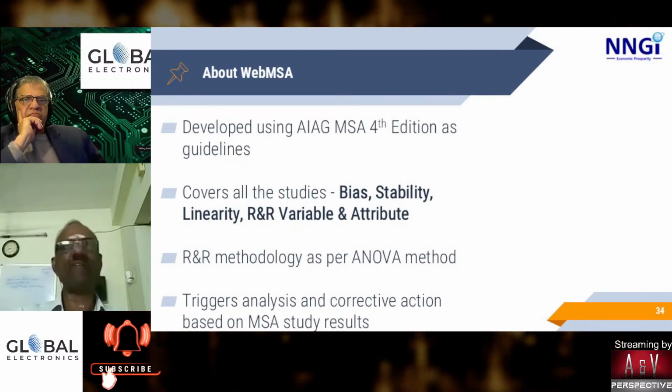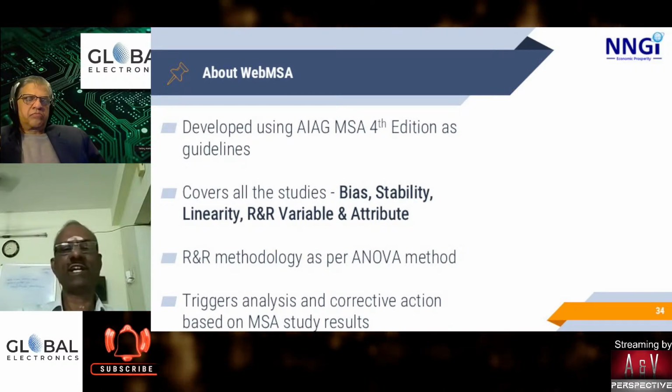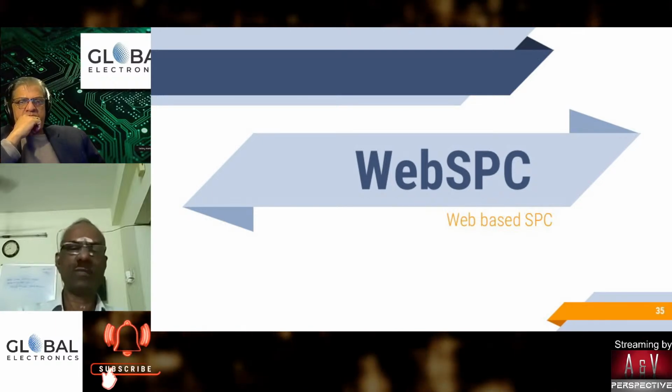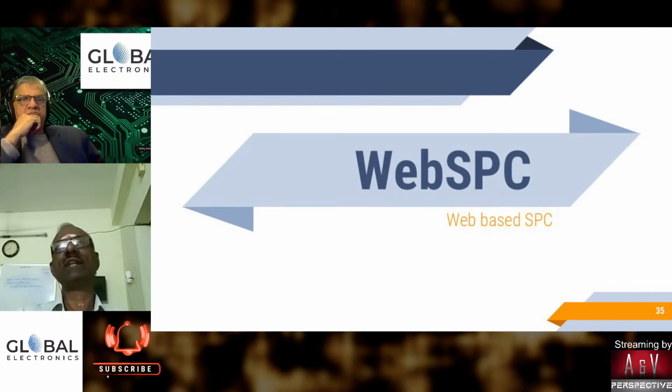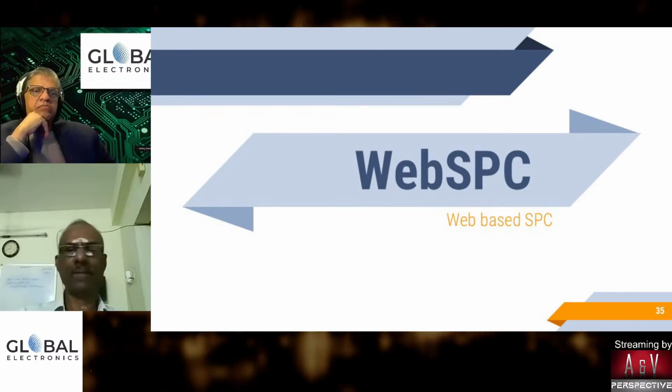And there is an MSA software also. That MSA is again developed as per the latest version of AIAG, which covers all the studies: bias, linearity, R&R variable, attribute, and stability study also. Even R&R methodology as per the ANOVA method is included in the MSA software.